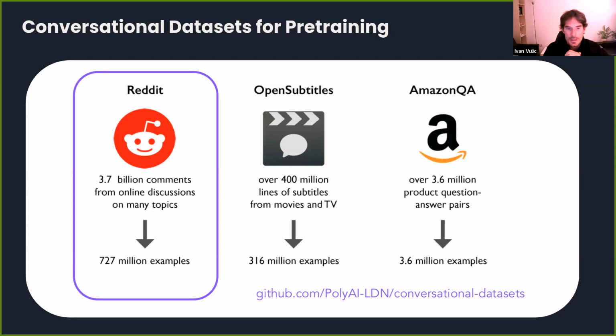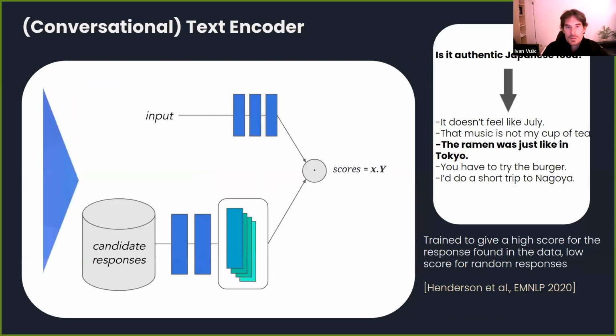And what we actually did is we went through 2.7 billion comments from Reddit and created more than 700 million examples of what we call input-response pairs. So given an input sentence, we also have the following sentence of that input, which is called the response, and this will be our training data. So the idea is actually pretty simple. Instead of doing language modeling like all of these previous models like BERT and RoBERTa, what we are doing is response selection as a pre-training task.